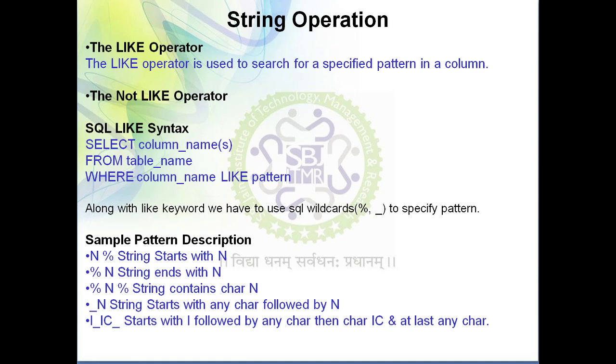There are two SQL wildcards. One is percent and the second one is underscore, where percent represents 0 or more characters, whereas underscore represents exactly one character. We will make use of these SQL wildcards to specify the pattern. Now we will discuss some sample patterns.